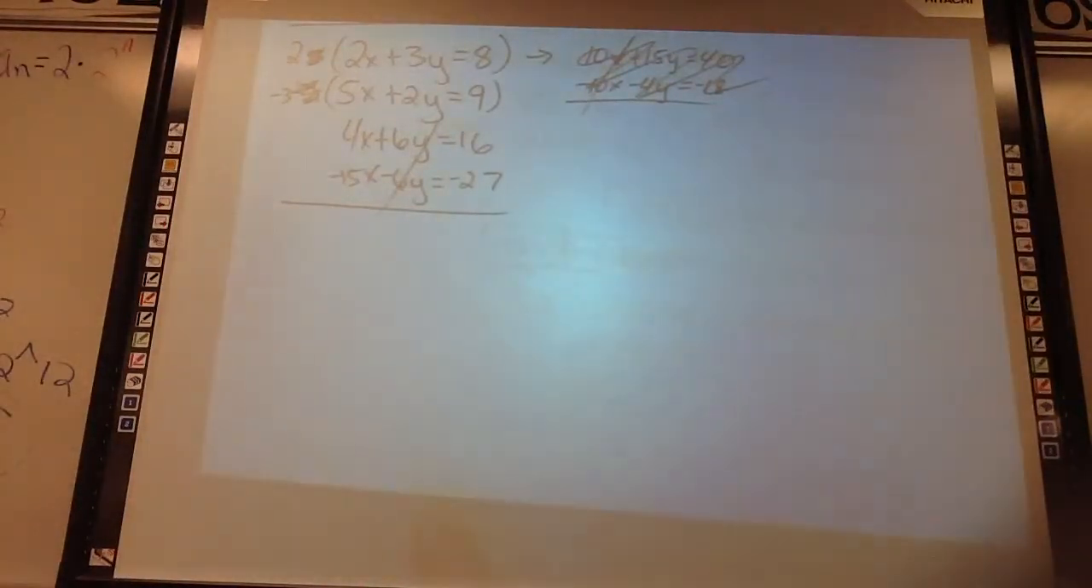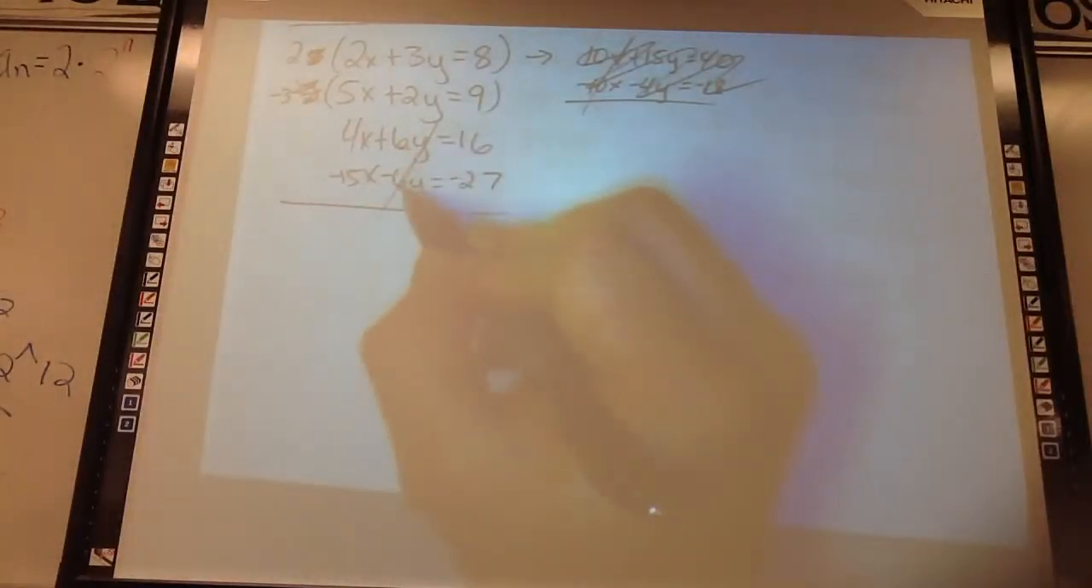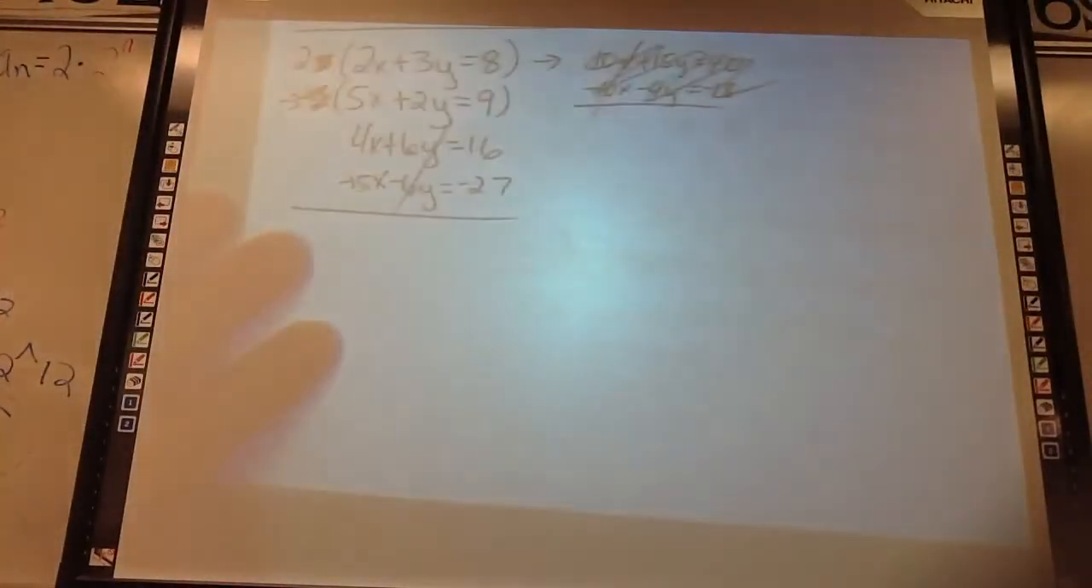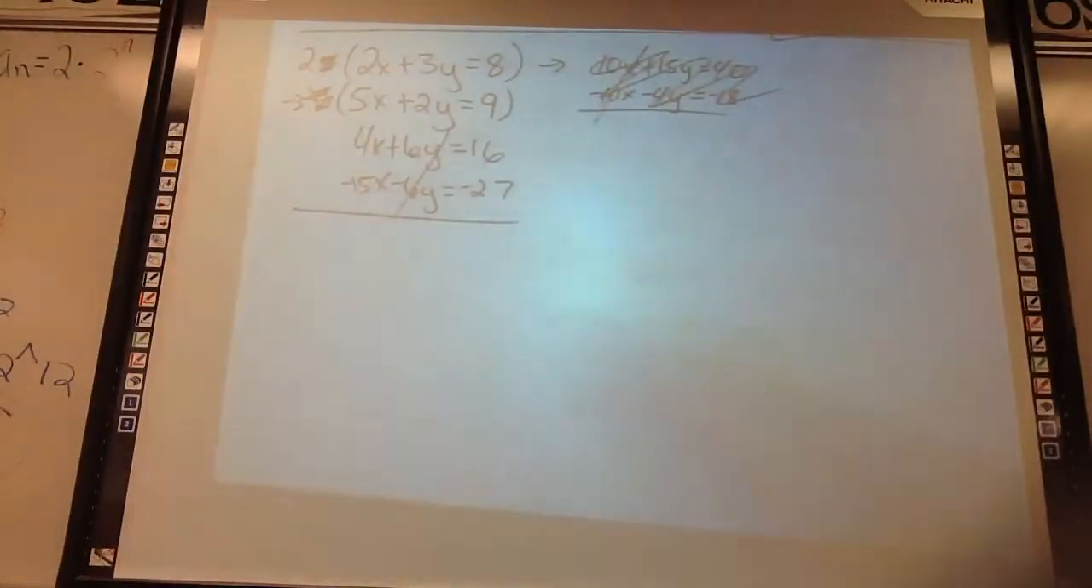You want the numbers in front of the variable to be the same, one positive and one negative. That way, when you add them together, you'll get 0, and it gets eliminated. You don't want them to both be eliminated. You can't eliminate both of them. That would be like no solution. Everything would go away. No, that doesn't work.